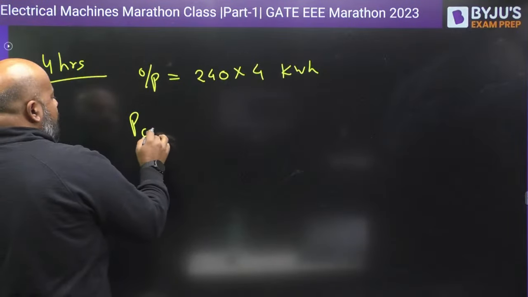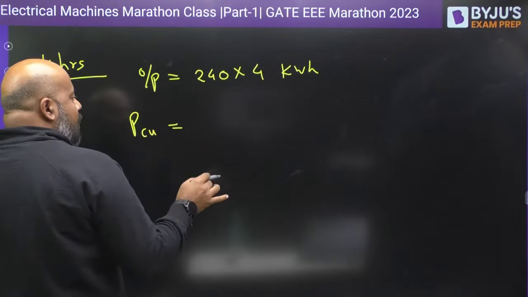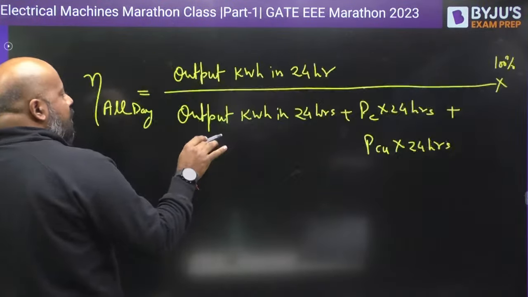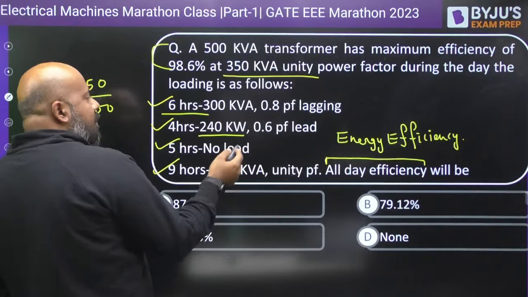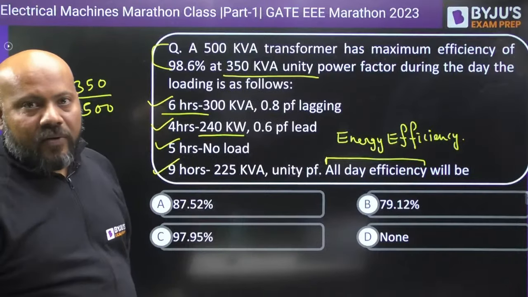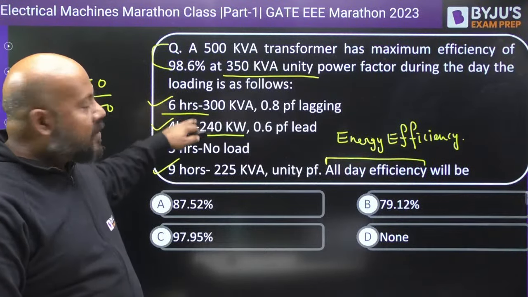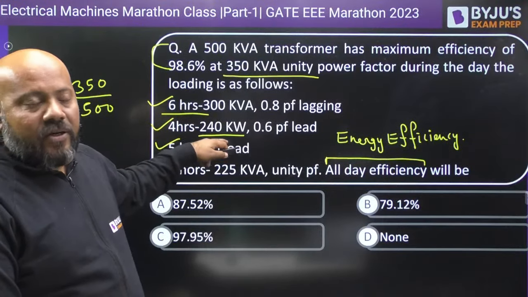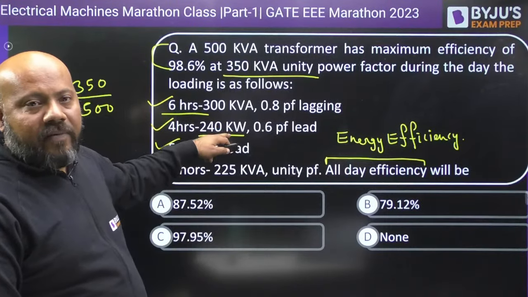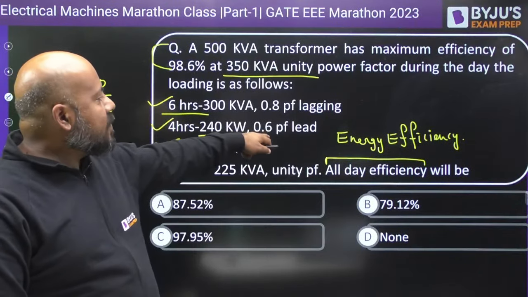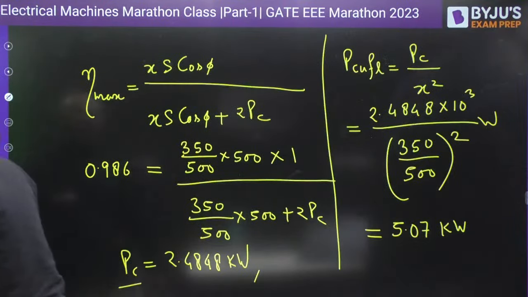What is the copper loss during these hours? Now understand, what is the loading? When MVA or kVA, when volt ampere was given, directly you were able to find out what is the loading, 300 divided by 500. But in this case, he has done a little bit of twist. Instead of giving kVA, he is giving you kilowatt. So how are you going to write kVA? Kilowatt divided by 0.6. Yes or no?